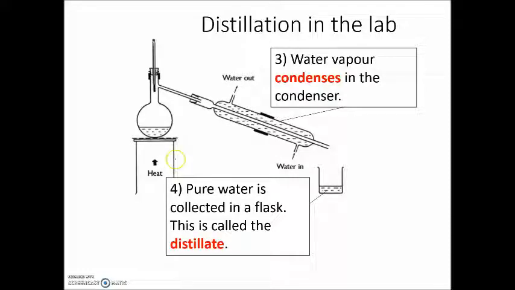So as the vapor enters, because the condenser is cool, the vapor will condense and then you collect the distillate in the beaker or the conical flask.